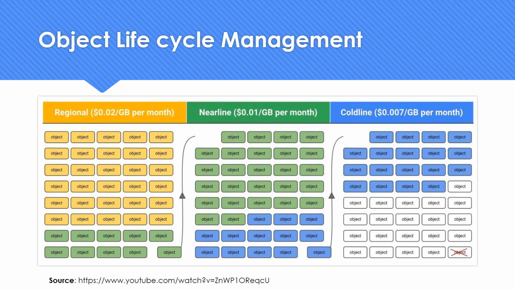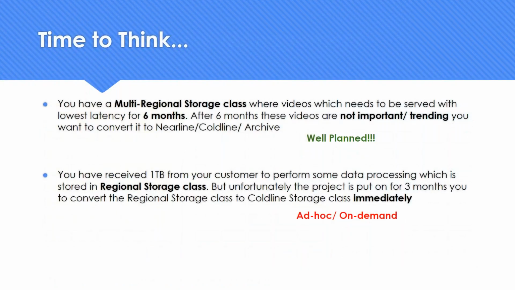Okay. Yes, what's the question? My question is, for the first option, which is well planned, regional and multi-regional storage class and 6 months. Will that change from standard to nearline or coldline automatically, or does it have to be done? It's automatic. We are going to see it. It's automatic. When you create it itself, you do it. It's well planned. That's why.